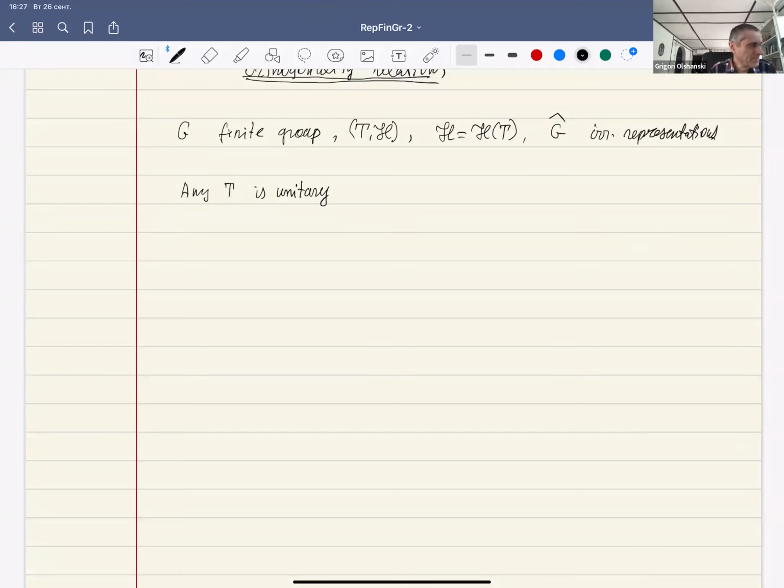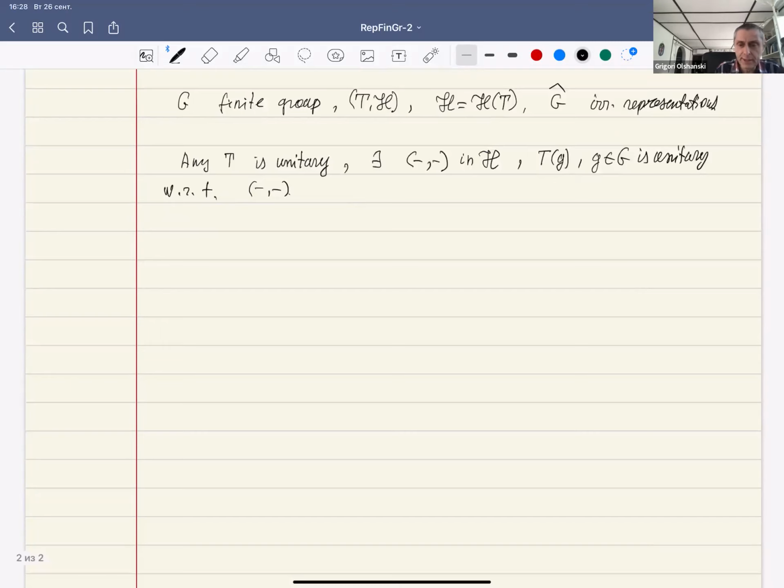T is unitary, which means that there exists a scalar product in H such that our operators are unitary. So each operator T of G is unitary with respect to this scalar product.